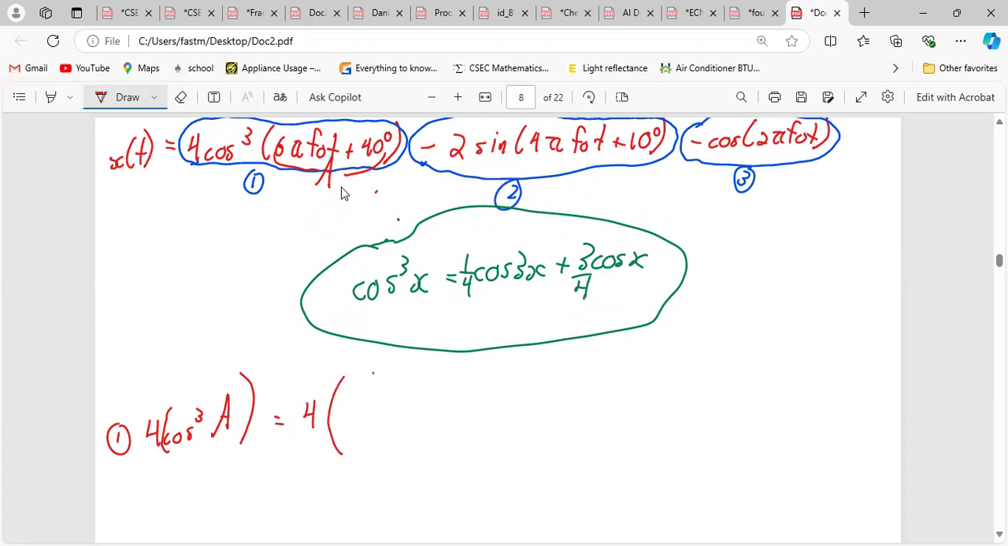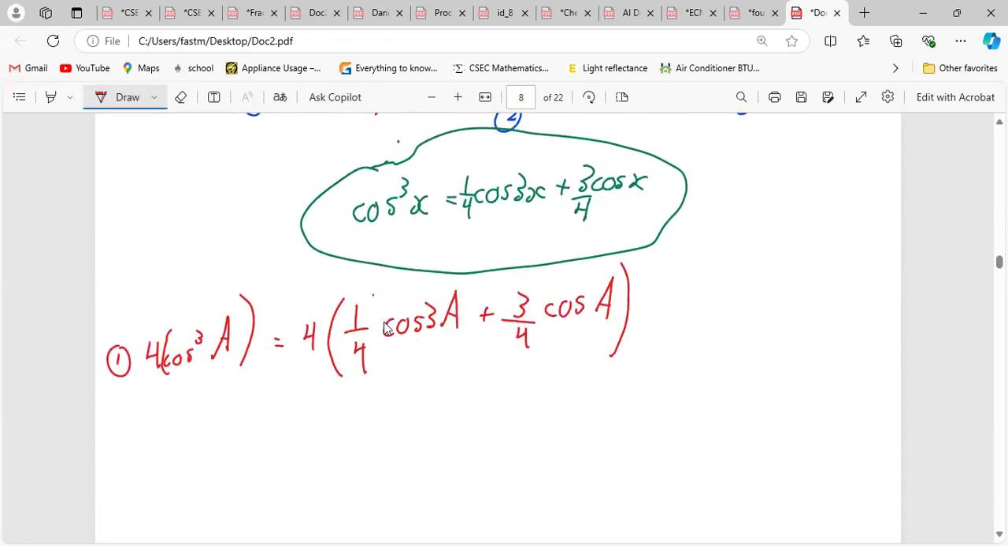open brackets, big open brackets, quarter cos 3A plus 3/4 cos A, right? So expand the brackets. So 4 by 4, you end up with cos 3A and 4 by 4. Well, I mean, luckily for us in this case, it cancels. Let's see enough of that.